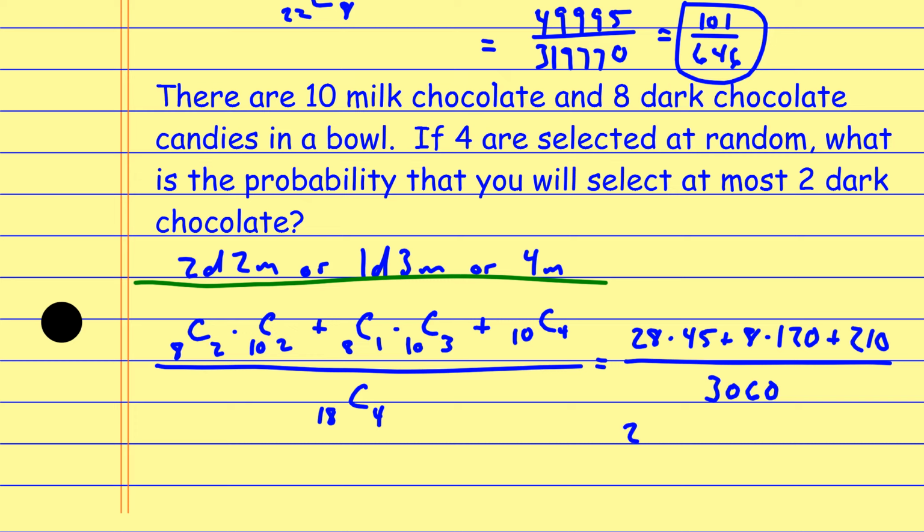So I get 2,430 over the 3,060, and then my calculator just needs to reduce this thing for me, and I get 27 over the 34. Okay, so that's complex probability. When we're doing multiple things all at once instead of one at a time, I do a combination for each thing, a combination for the total, and I find my probabilities. Okay?